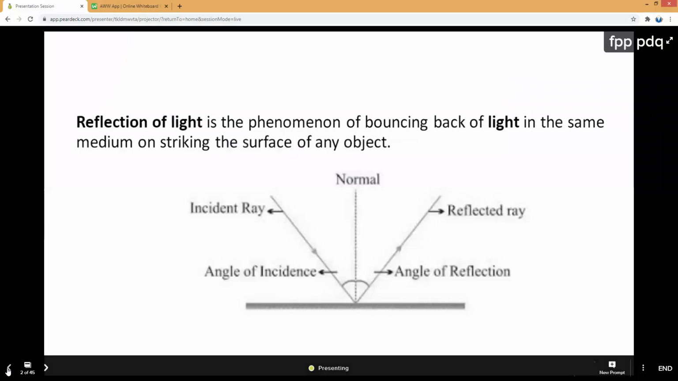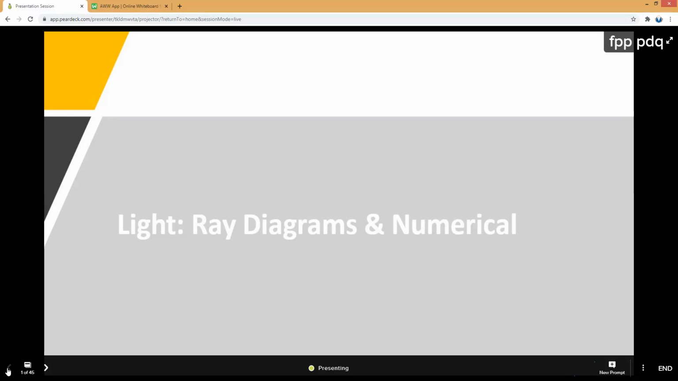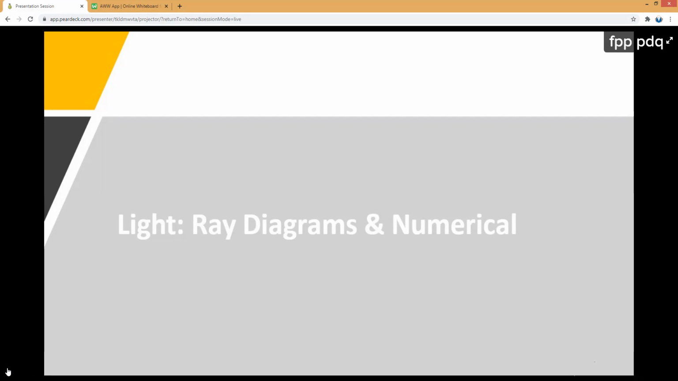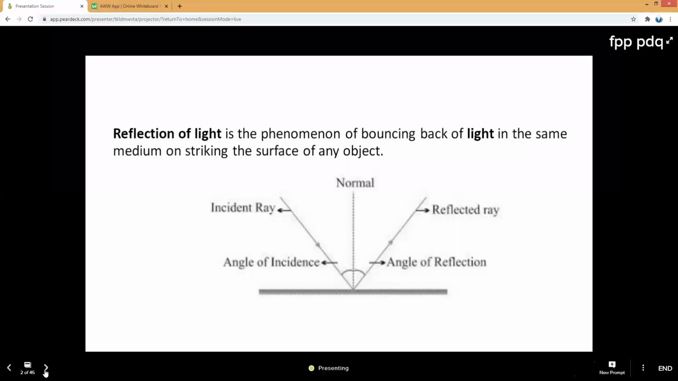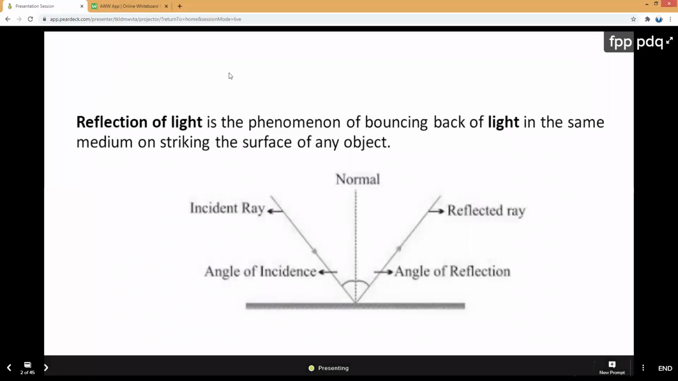So first of all, can anyone tell me what reflection is? Just a small definition. We have learned about reflection in the past. Also, we have learned about it this year. So can anyone give the definition or some idea about reflection, the whole term? Reflection of light is the phenomenon of bouncing back of light in the same medium on striking the surface of any object. Okay, yeah, that's the exact definition.